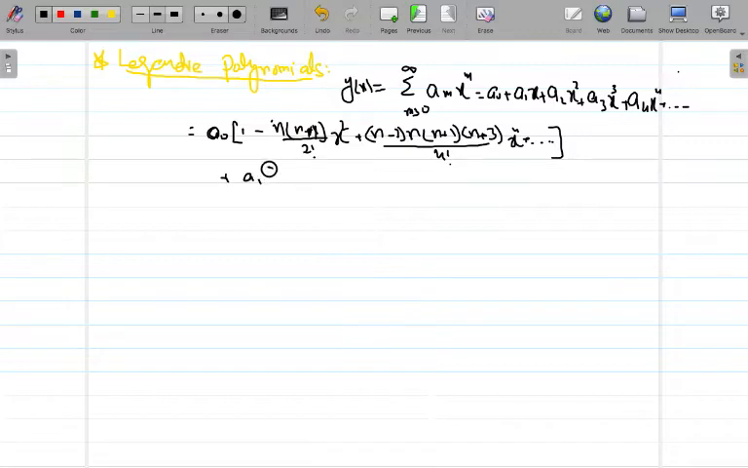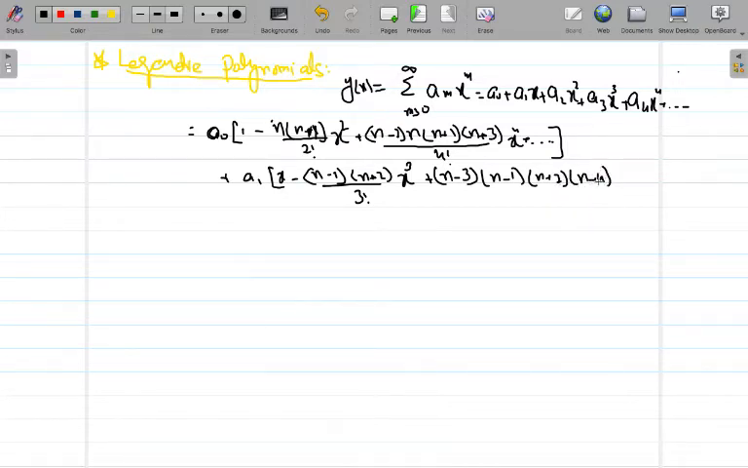and plus a1 times x minus n minus 1 into n plus 2 divided by 3 factorial into x cube plus n minus 3 into n minus 1 into n plus 2 into n plus 4 divided by 5 factorial and x power 5.